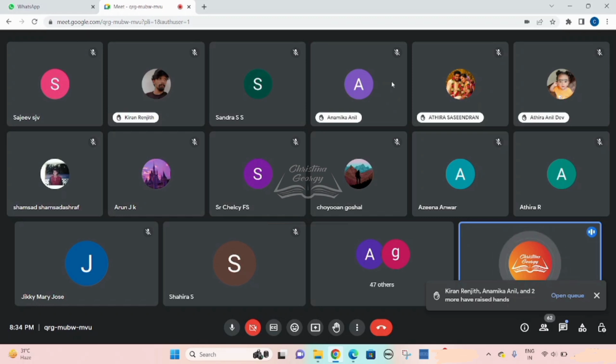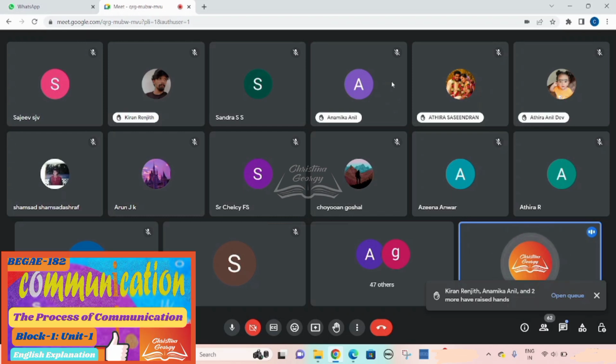Okay, the next aspect, elements of communication, is also important. For communication to take place, there should be a proper setting, there should be a language which is also known as code, there should be a channel, and there should be two persons, namely the addresser and the addressee. Addresser is the speaker and addressee is the listener.